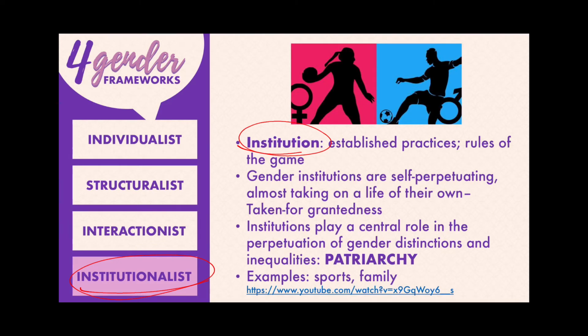And basically, institutions are established practices and rules of the game. And in terms of gender, they are rules in terms of how you should be in a society if you're a man or a woman. Gender institutions are self-perpetuating. This is something that we do almost unconsciously, and they almost take on a life of their own without really questioning them.